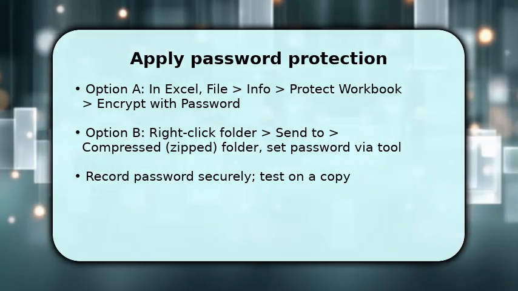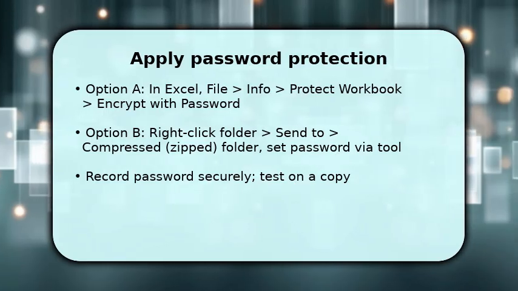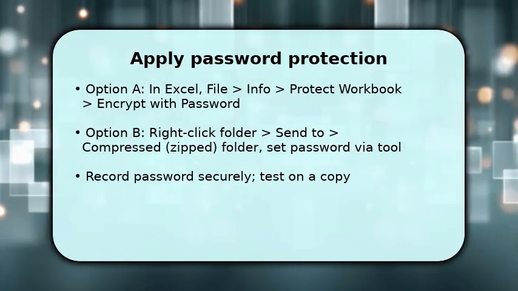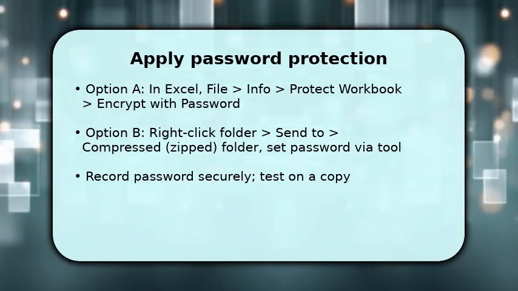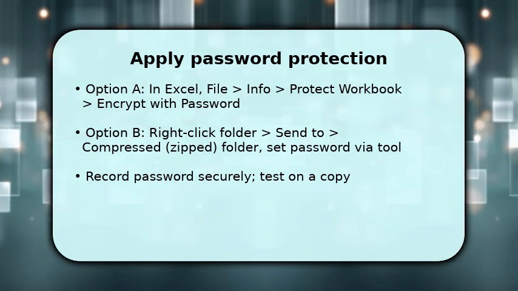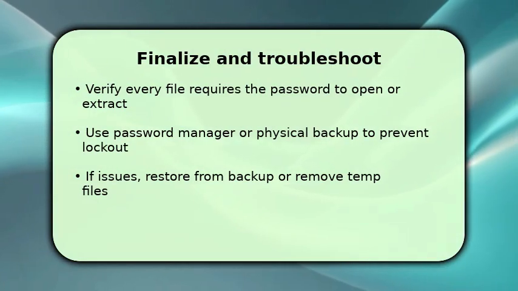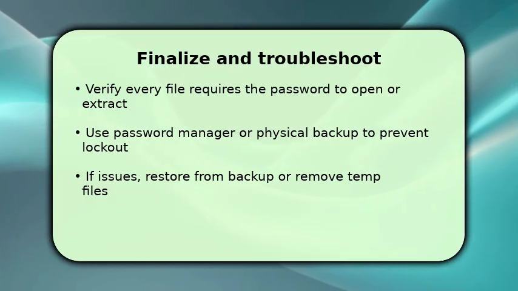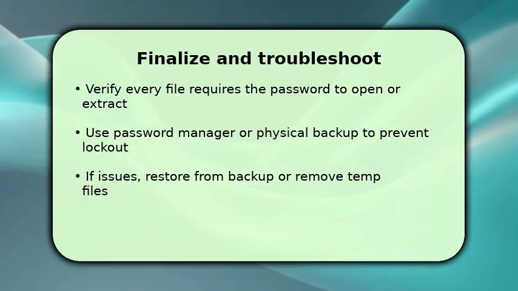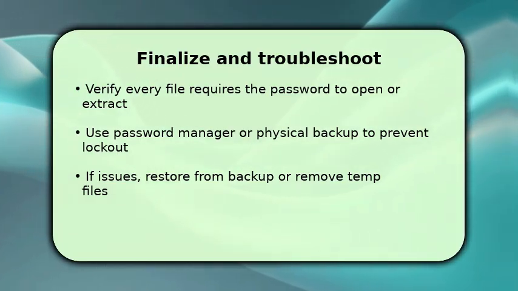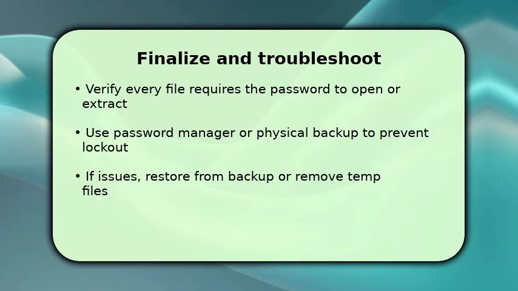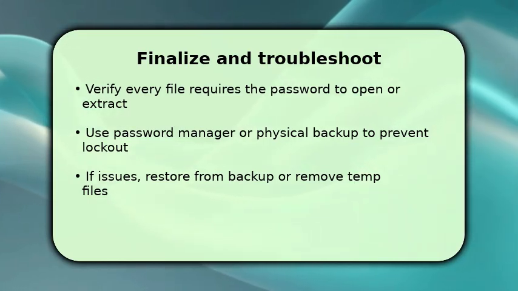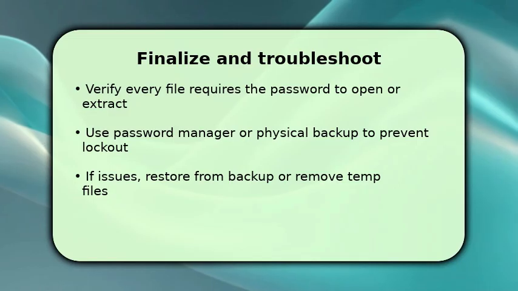Always test by opening the protected copy to confirm it prompts for a password. Make sure to record the password in a secure manager so you can recover access later. Complete the process by verifying every protected file or archive prompts for password. Try opening on another account if possible. Once confirmed, keep a secure backup and add the password to a reputable password manager so you won't lose access.